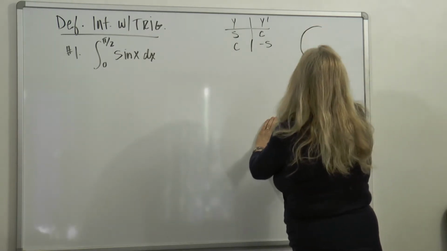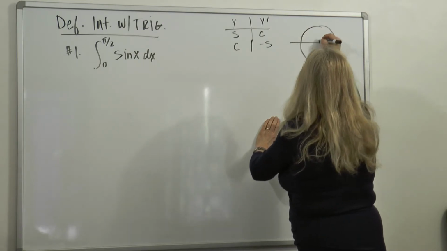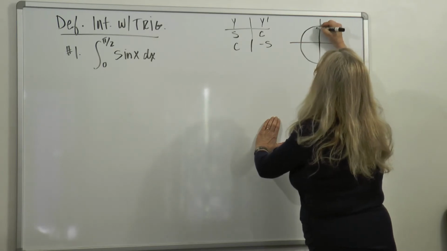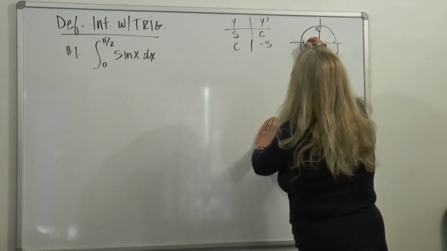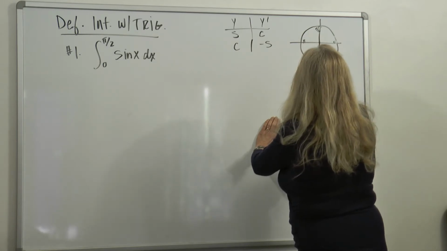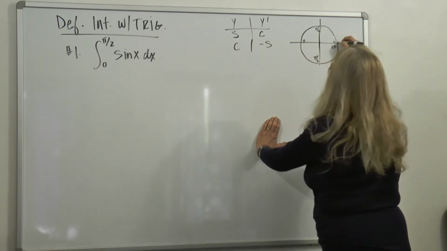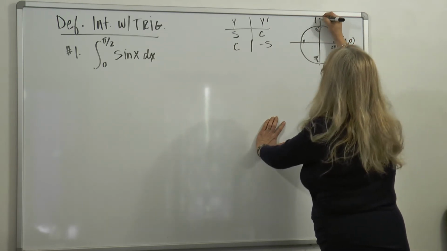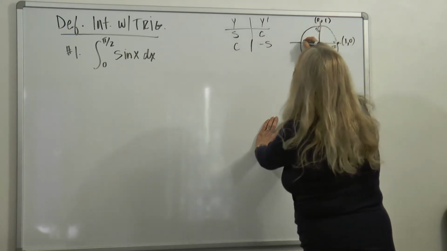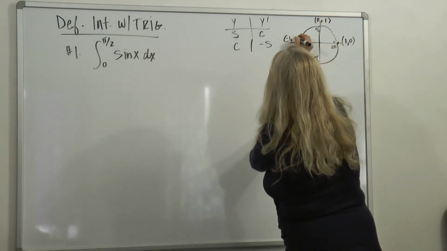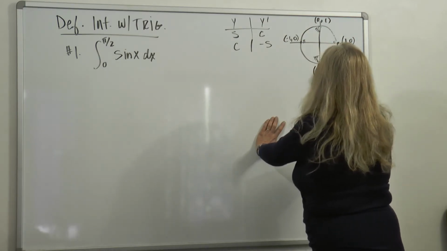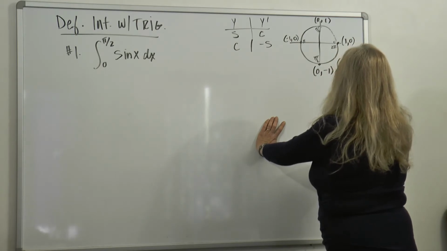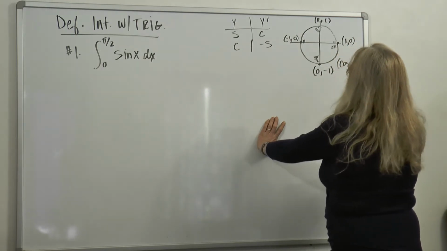Then I'm also going to make a little miniature unit circle. So this is 0 radians. This is pi over 2 radians. This is pi radians. 3 pi over 2 radians. 2 pi radians. This point is 1 in the x, 0 in the y. This one is 0 in the x, 1 in the y. This point is negative 1 in the x direction, 0 in the y. And this is 0 in the x, negative 1 in the y. My points are given as cosine, sine.